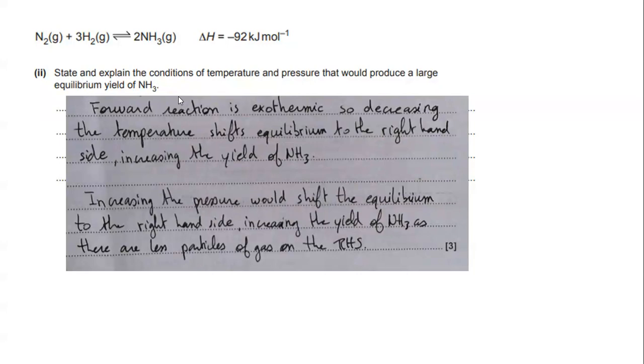In terms of pressure, if you look on the left, we have 4 molecules of gas, or 4 particles of gas, only 2 on the right-hand side. So if you increase the pressure, you're going to favor the forward reaction, shifting the yield to the right-hand side, increasing the yield of NH3. And again, you need to say that there are fewer particles of gas on the right-hand side to get the mark.